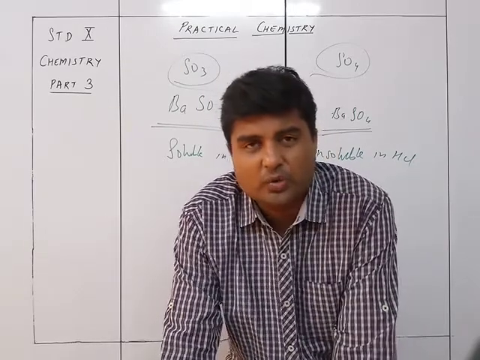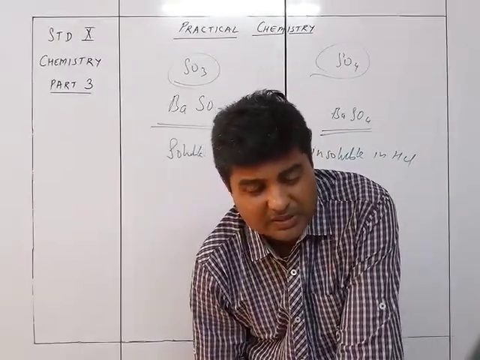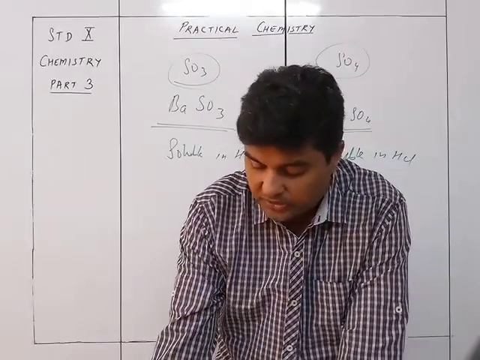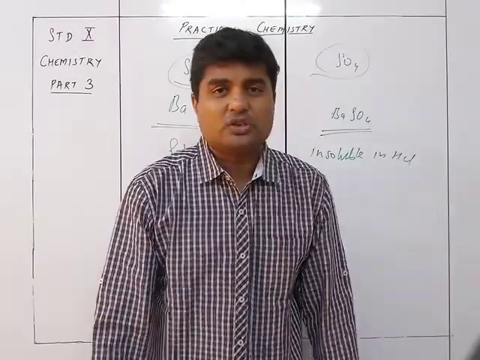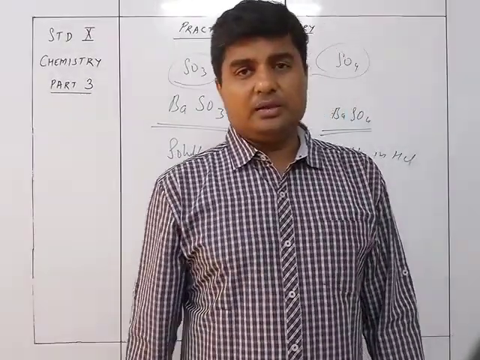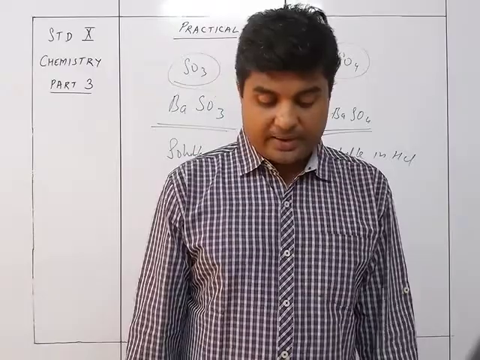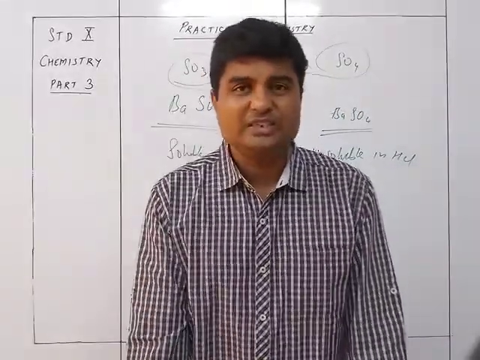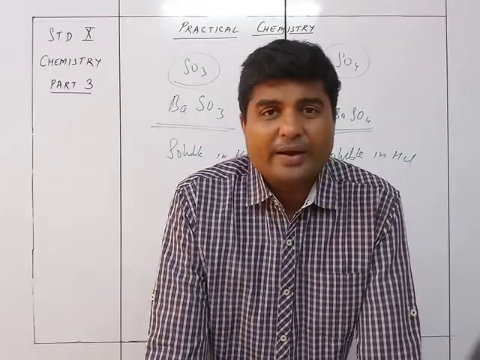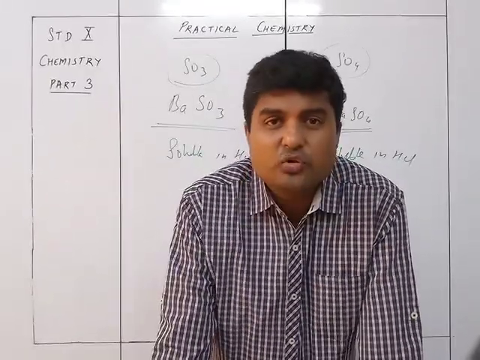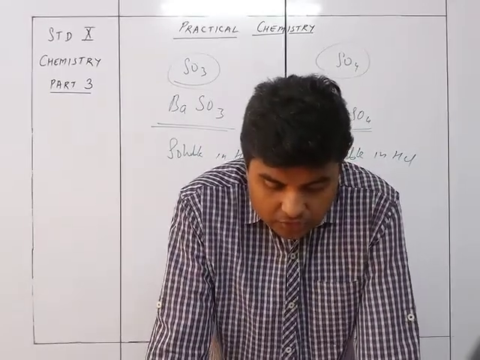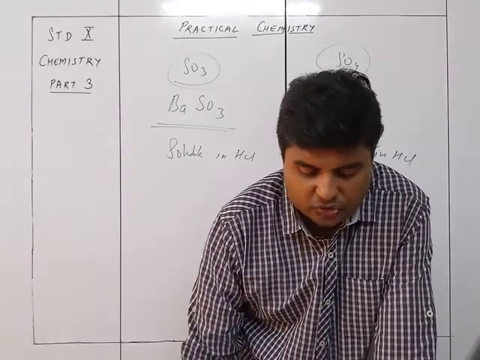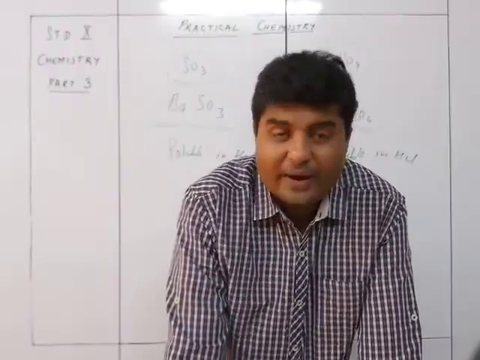This is possible only if the salt is soluble, because there are certain chlorides which are insoluble. So if that particular chloride is soluble, then you can use AgNO3 solution and it will give you a white colored precipitate because it forms AgCl. It is soluble in NH4OH and insoluble in dilute HNO3. So that is about the white precipitate.